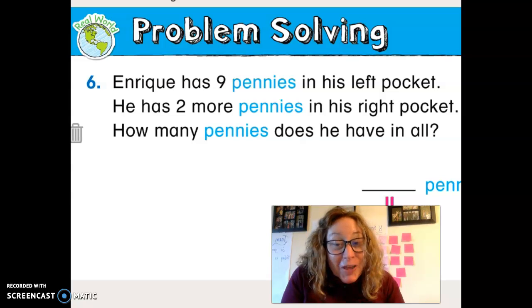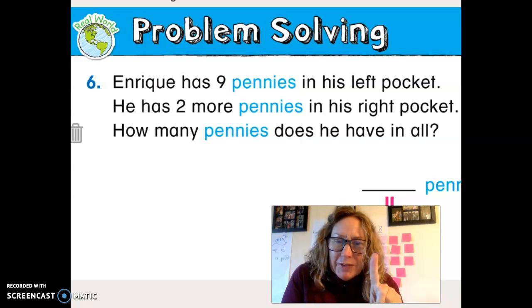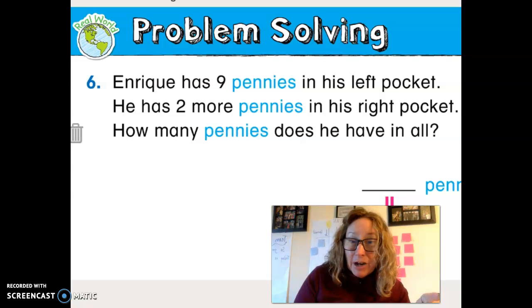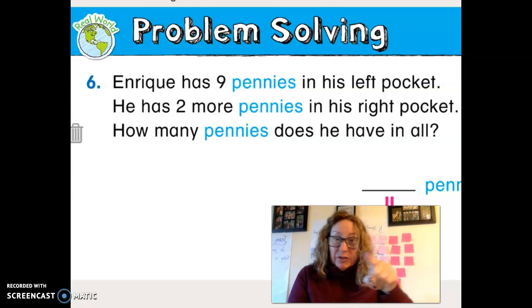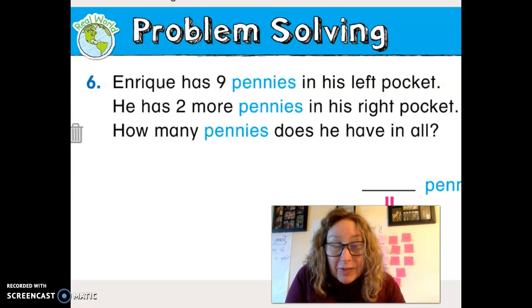Good. So mathematicians, now it's your turn to practice counting on. And think of pennies because pennies are only worth 1 cent. And when you're counting on right now, we're counting on by 1, 2, 3. We're counting on by ones.